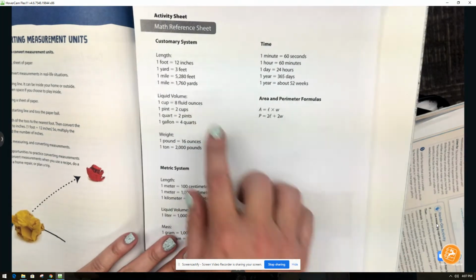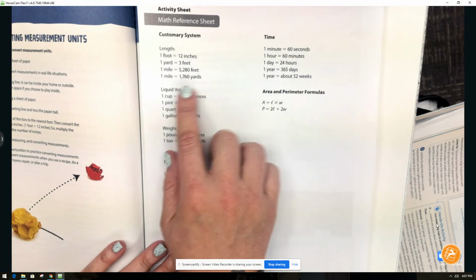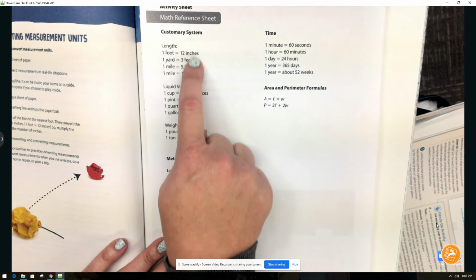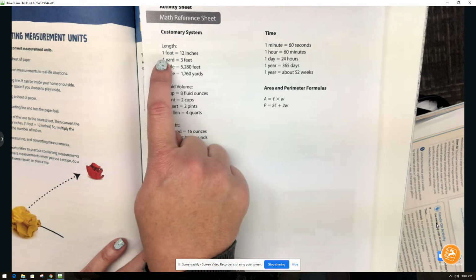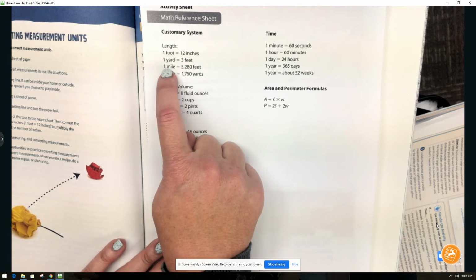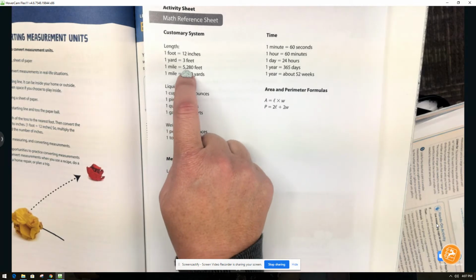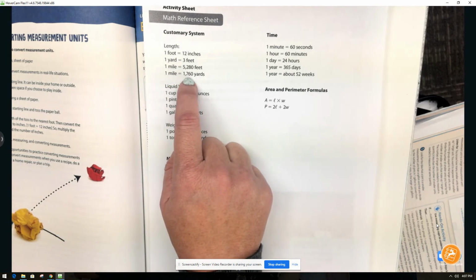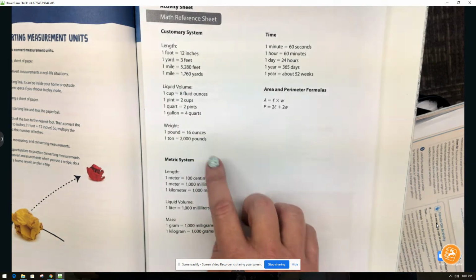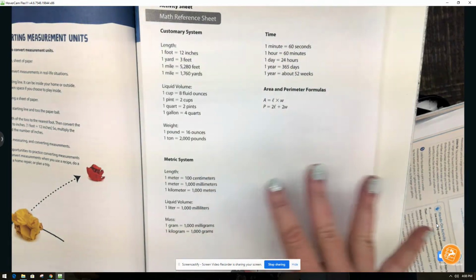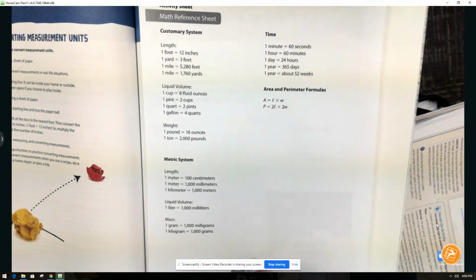What this is, is a reference sheet that shows you length measurements and their equivalent units. So for example, 1 foot is equal to 12 inches, 1 yard is 3 feet, 1 mile is 5,280 feet, and 1 mile is also 1,760 yards. So these unit conversions, a lot of the times the book will give it to you, but not always. And I feel like these unit conversions are going to be very helpful.